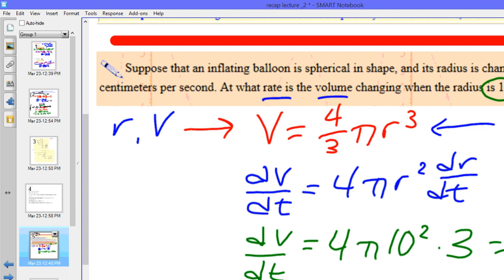Okay, so this would be 1200 pi centimeters cubed per second. And those units came about because of what's mentioned in the question. Centimeters are mentioned in the question, seconds are mentioned in the question. And I'd say centimeters cubed because we're dealing with volume.